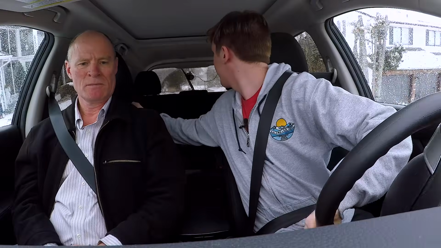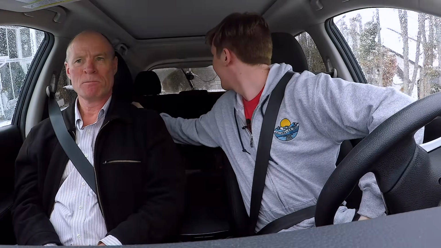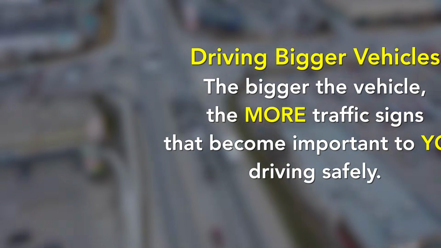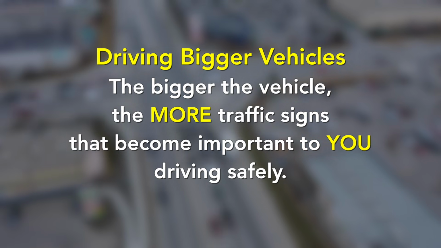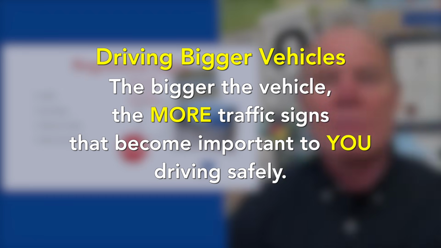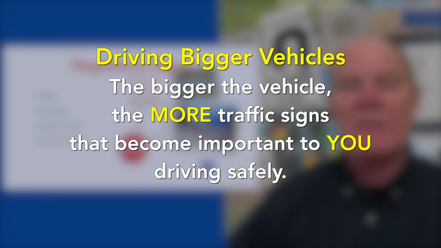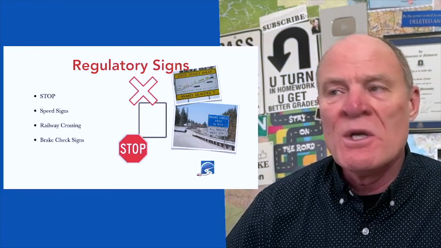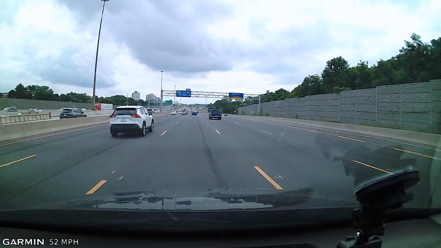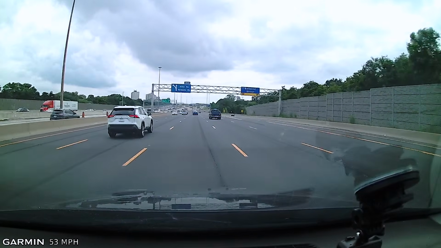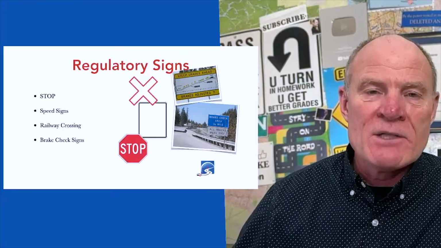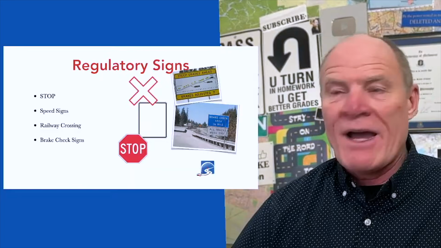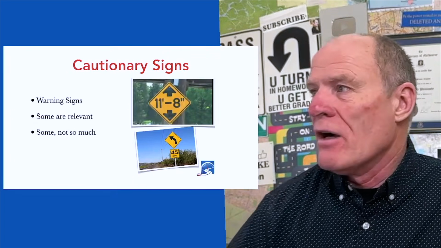Okay, regulatory signs: stop signs, speed signs, railway crossing signs, and brake check signs. These are important for commercial vehicles, as I said. The higher the class of license that you get, there are more road signs that become relevant to you. And brake check signs, height signs, grade signs, these are all relevant to commercial drivers who are on these roadways, and know that if you don't stop at a brake check sign with a big truck, the diesel bears, as they're affectionately called in the industry, are going to come after you and give you a ticket for not stopping at the brake check sign.